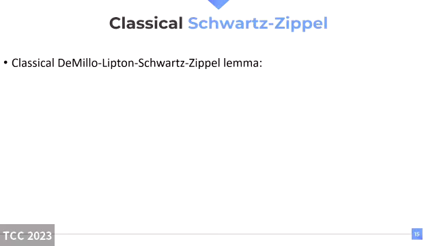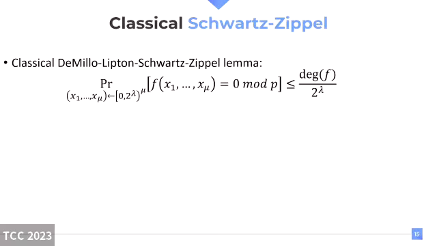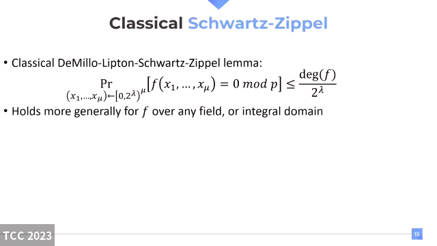In the classical DeMillo-Lipton-Schwartz-Zippel lemma, which was invented multiple times, it says that a multivariate polynomial is equal to 0 mod some prime with probability negligible in lambda if I sample my variables from 0 to 2 to the lambda, and p is larger than 2 to the lambda. So this holds more generally for f over fields and integral domains.